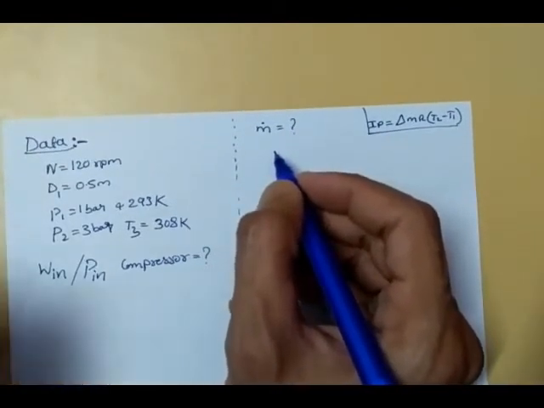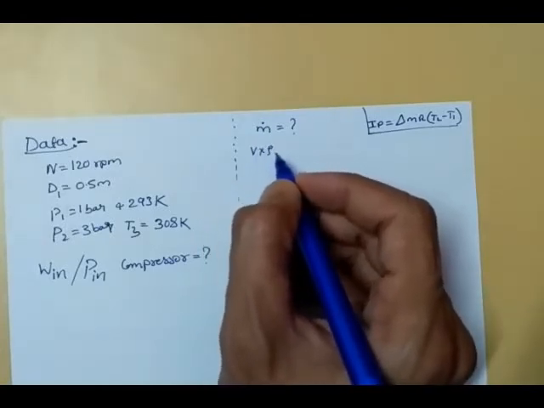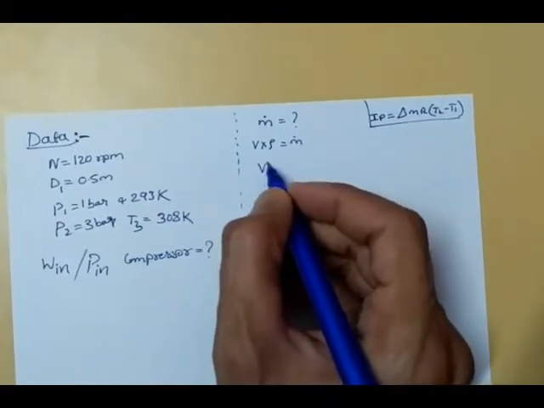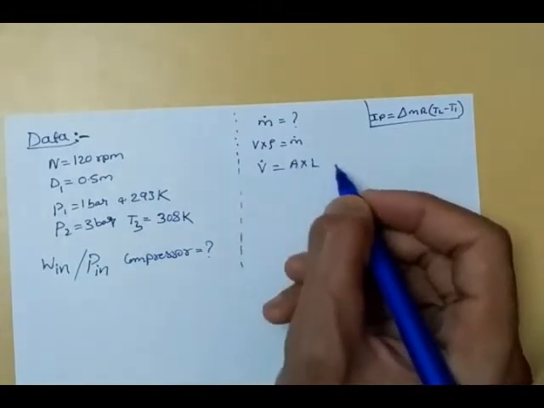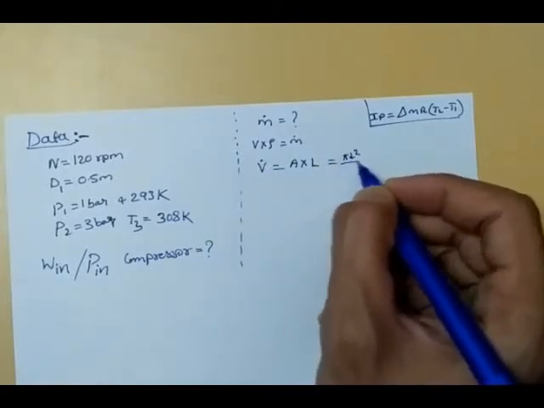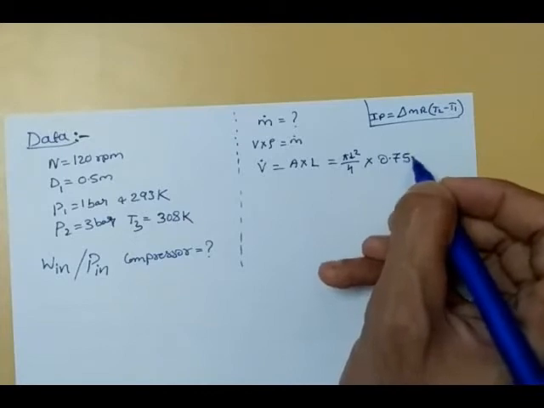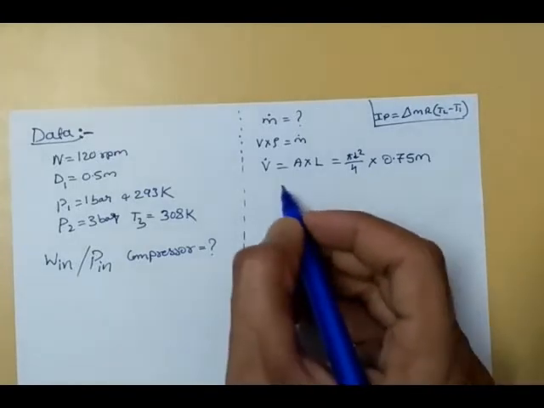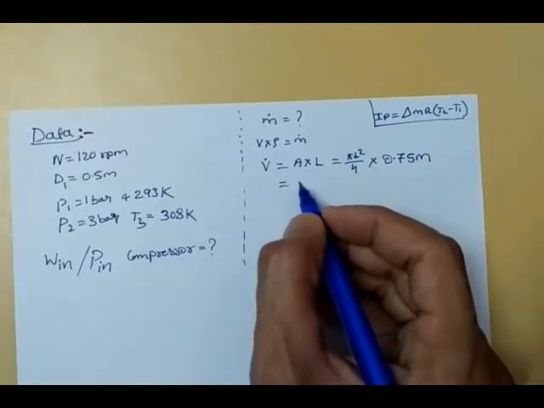So to get m dot, we need volume flow rate into its density. So volume into density is m dot. To get the volume flow rate, we need the volume of the cylinder, that is nothing but area into length. So area into length is the volume of the cylinder. This is pi d square by 4 into length, 0.75 meters. So if we substitute area into length, we'll get the volume.